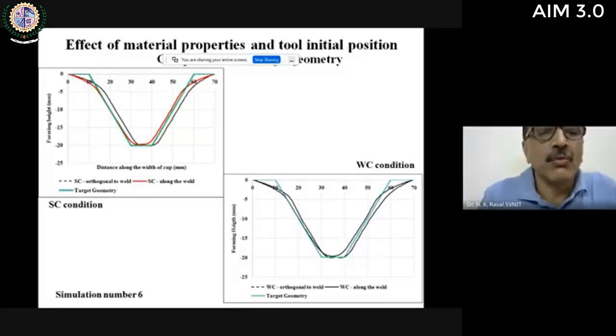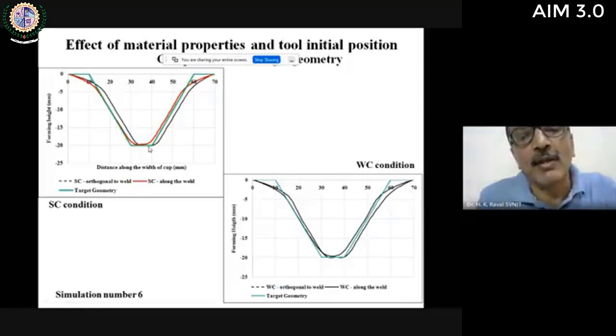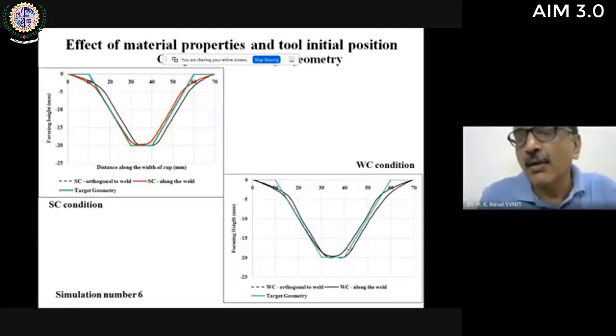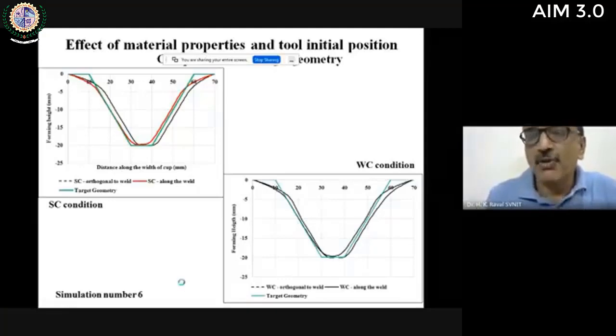Here the tool starting is from the strong center. When the tool is starting from the strong center, obviously it is orthogonal to the weld. So being orthogonal to the weld, the first deformation takes place orthogonal to the weld, and that is why it is a little bit deviated, whereas the shape of the cup along the weld is nearly coinciding with the shape of the target geometry. Similarly, it is observed for the weak center also. Weak center means it is orthogonal to the weld, and orthogonal to the weld is always deviated a little bit, and along the weld it is following the particular shape of the geometry.